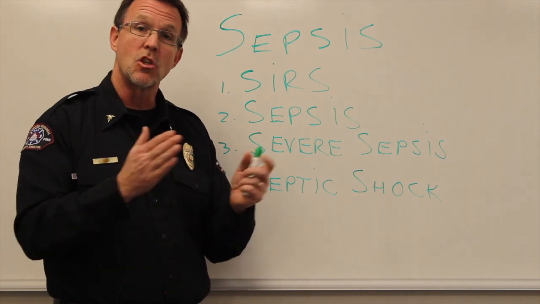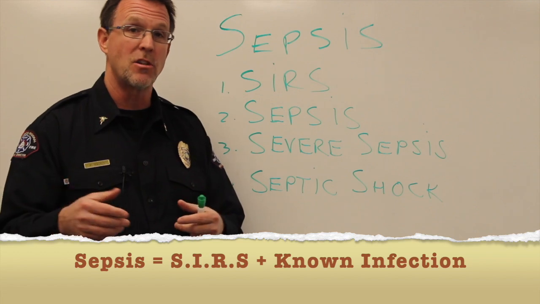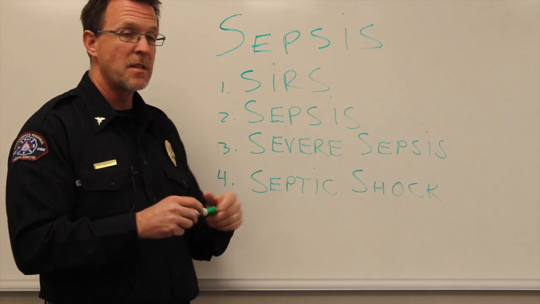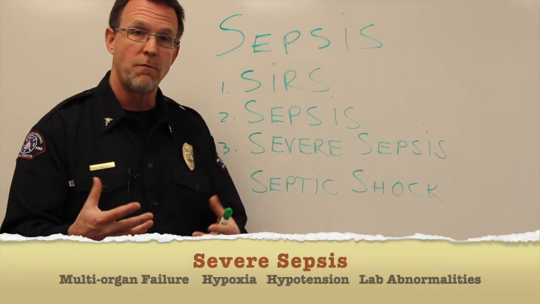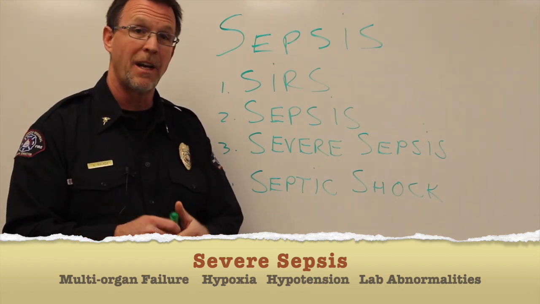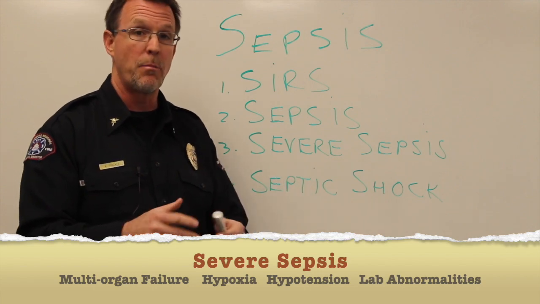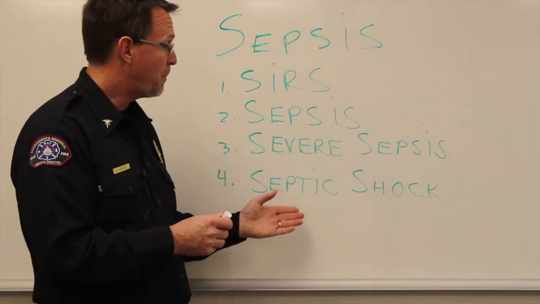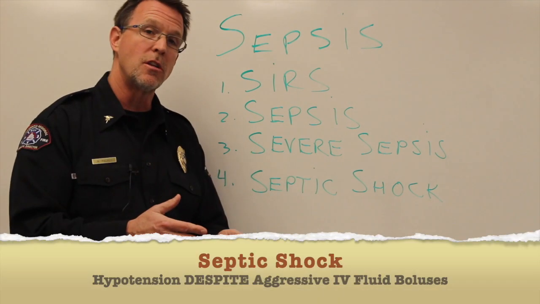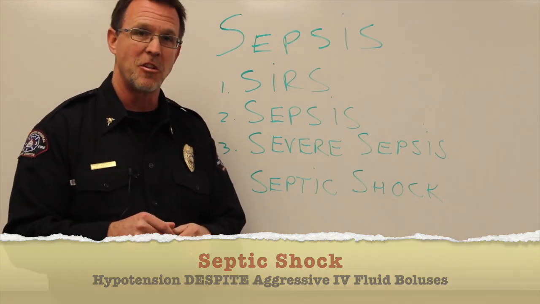The next definition is sepsis. Sepsis is SIRS with some known infection. That can be a urinary tract infection, a skin infection, or pneumonia, but there is a known infection. Severe sepsis is where we start to run into multi-organ failure and multi-organ dysfunction. Low blood pressures are especially prominent. Hypoxia can be part of it. And this is where we start to see lab abnormalities creep up, like elevated lactate. Septic shock is a subclassification of severe sepsis. This is hypotension in the presence of sepsis despite aggressive fluid resuscitation.